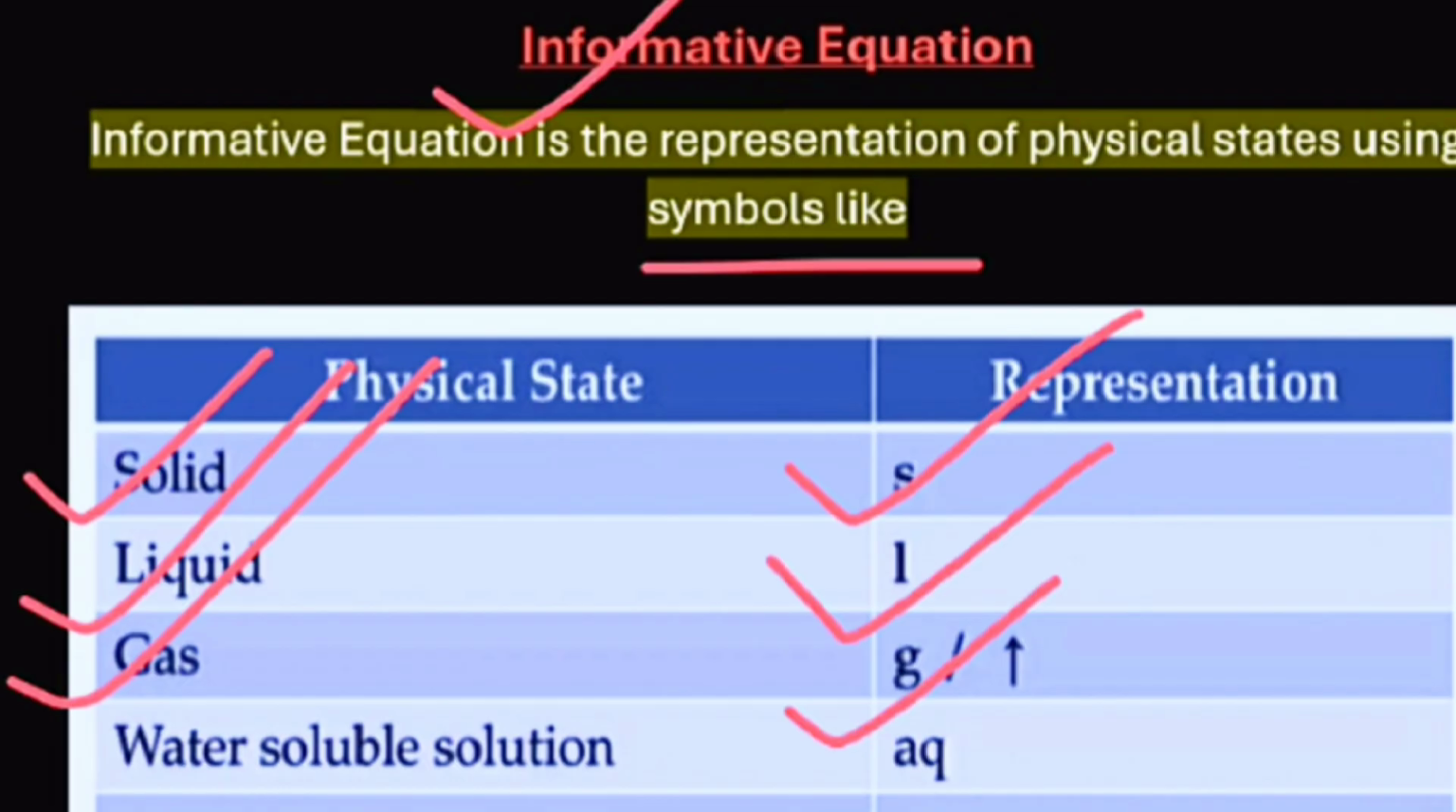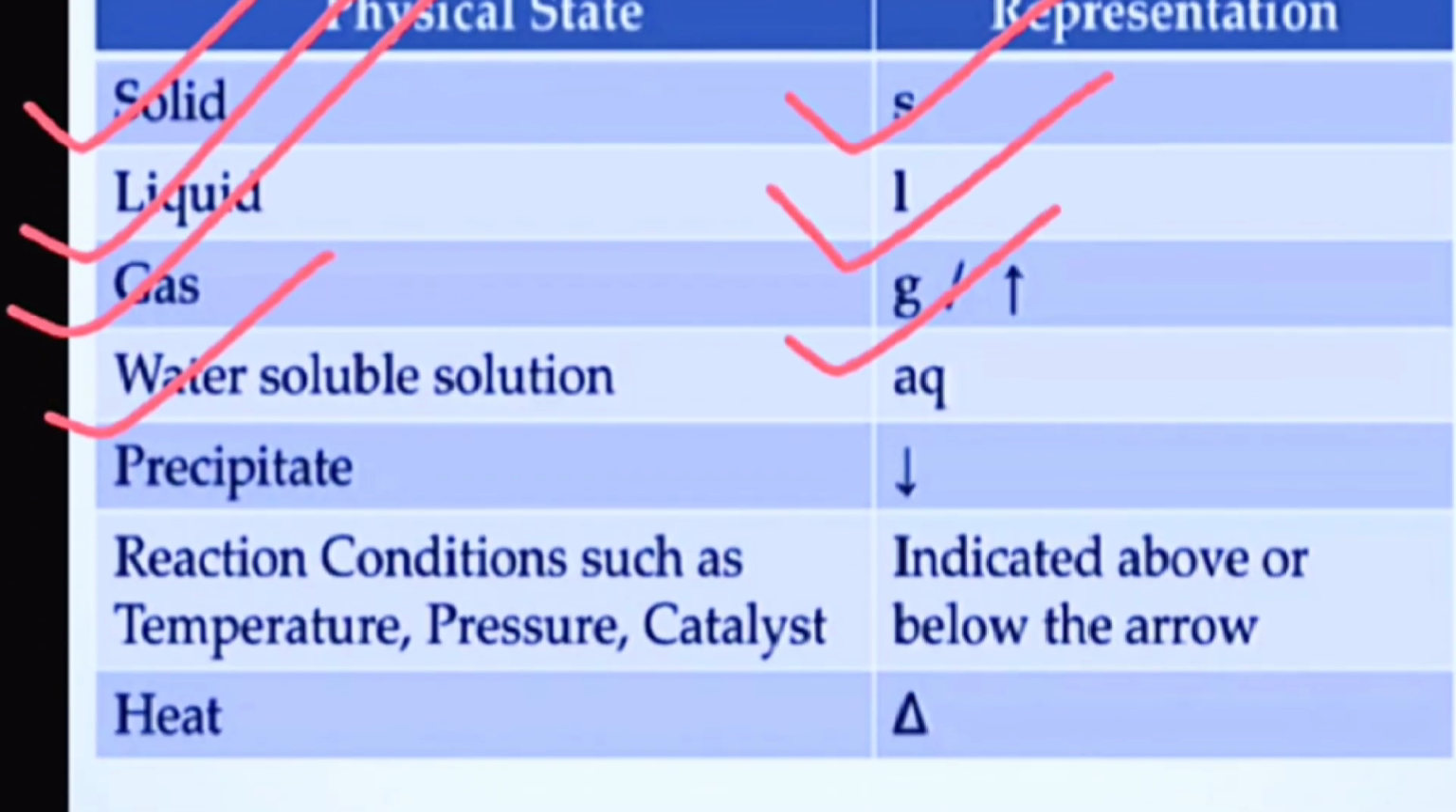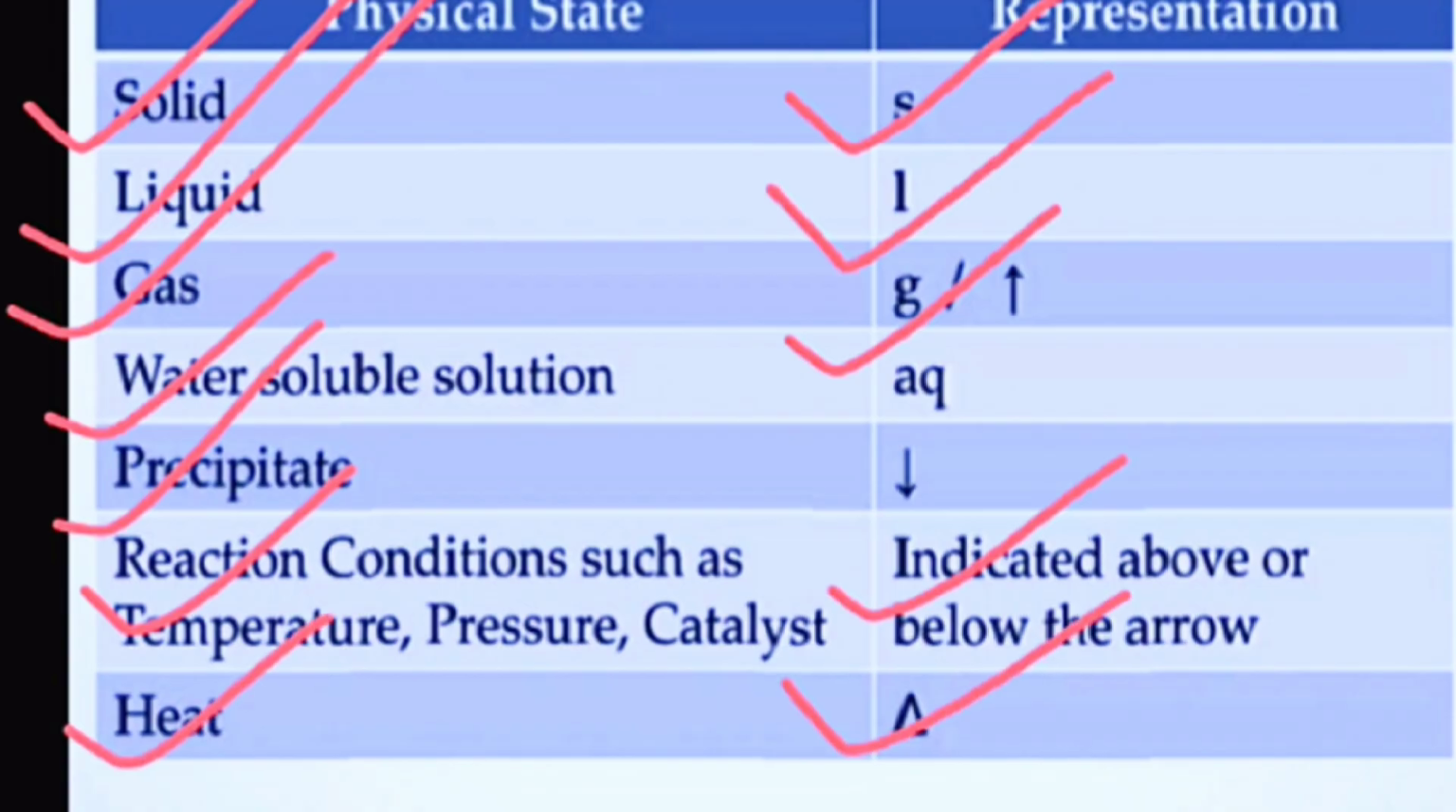For a water soluble solution, we have to put the symbol aq. That is aqueous, right? For a precipitate, we need to put a downward arrow. Reaction conditions such as temperature, pressure, catalyst will be indicated above the arrow, right? Heat will be represented by the delta sign, the triangle sign.